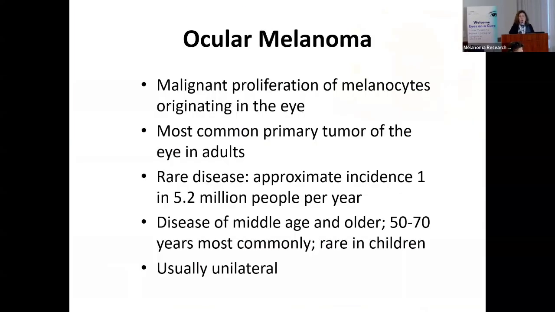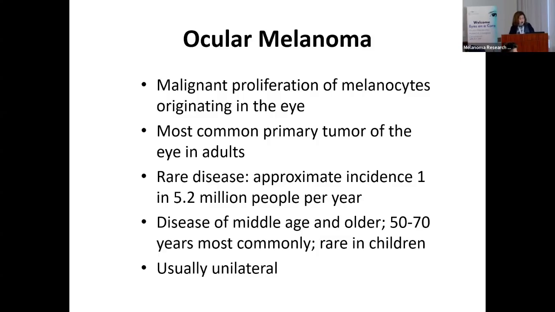So ocular melanoma, as you know, is a malignancy of melanocytes originating in the eye. It's the most common primary tumor of the eye in adults, and it's pretty rare. The approximate incidence is about 1 in 5.2 million people per year. It's a disease generally of middle age and older patients, 50 to 70 years most commonly, but we have seen cases in children, although it is rare.